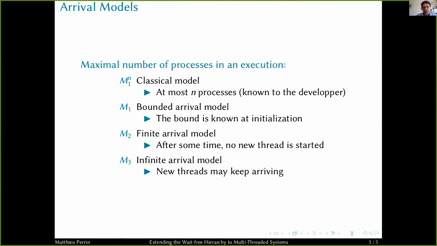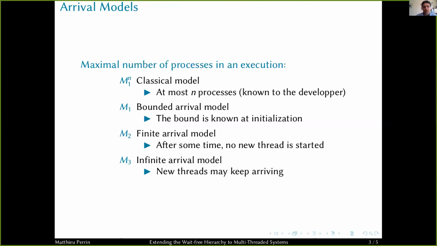Following the same approach as earlier, we propose to compare the synchronization power of shared objects based on the number of processes that they are able to synchronize, including in situations where this number is unknown by the processes or may change during the execution.